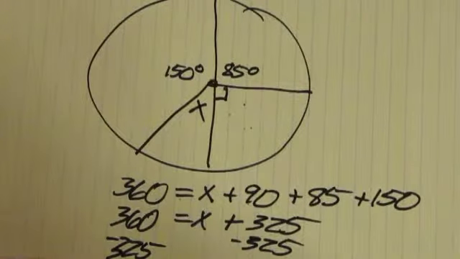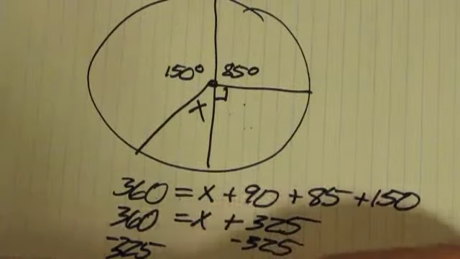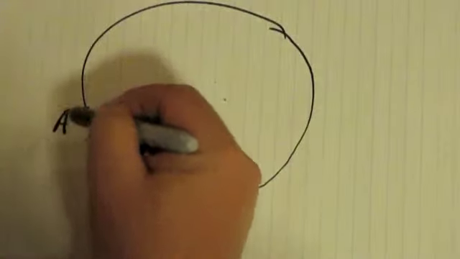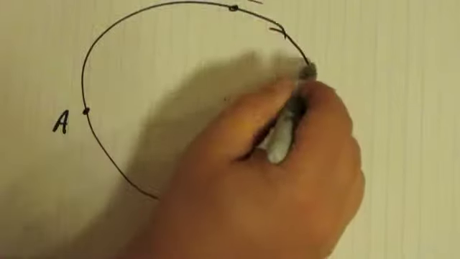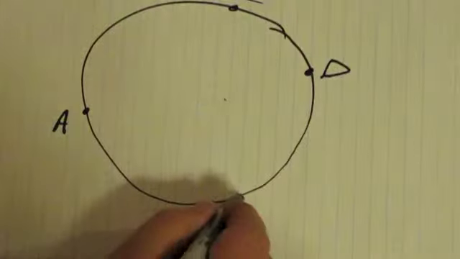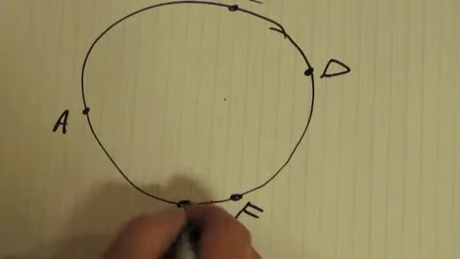And this is a very typical problem where you want to find the measure of a missing angle or two in a problem. So let's look at the second kind of example using the second idea, which is finding the measure of minor, major arcs or a semicircle. So for instance, here's a circle, and we're going to label it. So we have A, C, D, F, G.